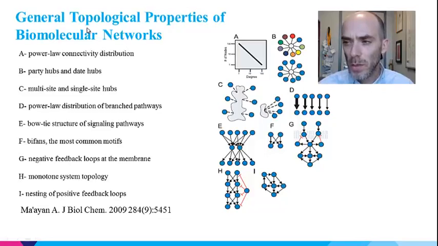Negative feedback loops are found more so at the membrane in cell signaling networks compared to feedback loops found within the cytosol or later on in lower steps in the network topology. There are more positive feedback loops than negative feedback loops, and those feedback loops are nested. Now we're going to explain some of those findings in a little bit more detail.